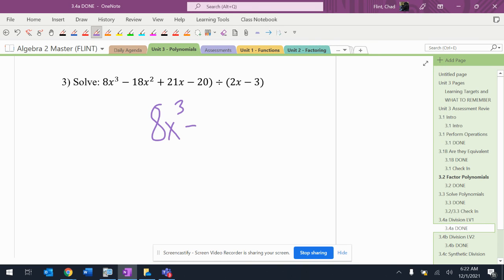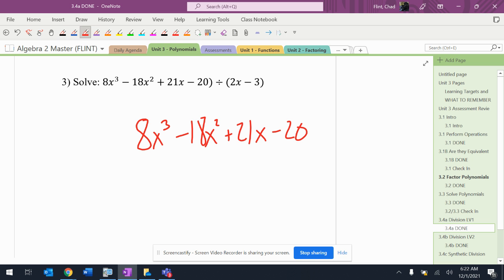Okay, so we're going to divide 8x to the third minus 18x squared plus 21x minus 20 by 2x minus 3. Actually, let me move this down a little bit so I have some room. All right, so step one.